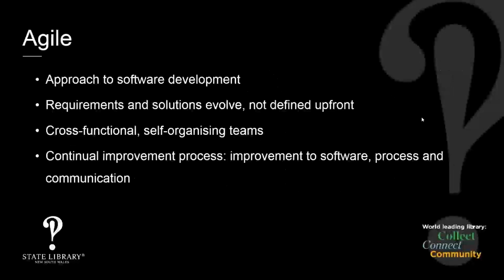I'm just going to start with a very quick overview of Agile, taken from various websites. There's probably people here who know a lot more about it than me, but for those who don't, Agile is an approach to software development. The basic idea is requirements and solutions evolve. They're not defined up front. You have cross-functional self-organizing teams, and it's a continual improvement process. So it's an improvement to software, but also the process and communication. You do a lot of self-reflecting on how things are going, and you try to improve as you go along.